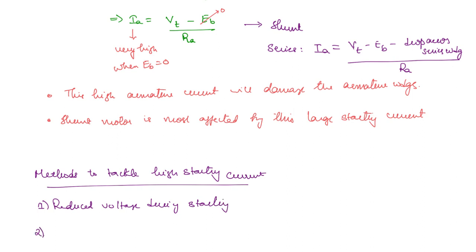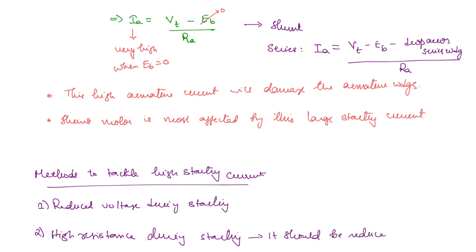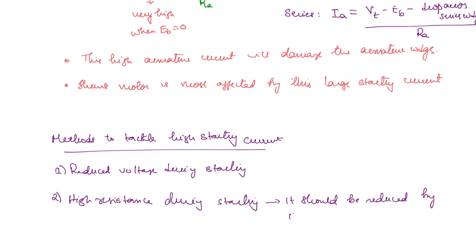And the second method is to use high resistance in the armature circuit during starting, and slowly you have to reduce it. So it should be reduced by the time normal speed is reached. Okay. Otherwise, what is going to happen under normal working conditions? If you are having a high resistance, then there will be unnecessary losses. Okay. So these are the two methods that are presently used to tackle the high starting currents. Okay.